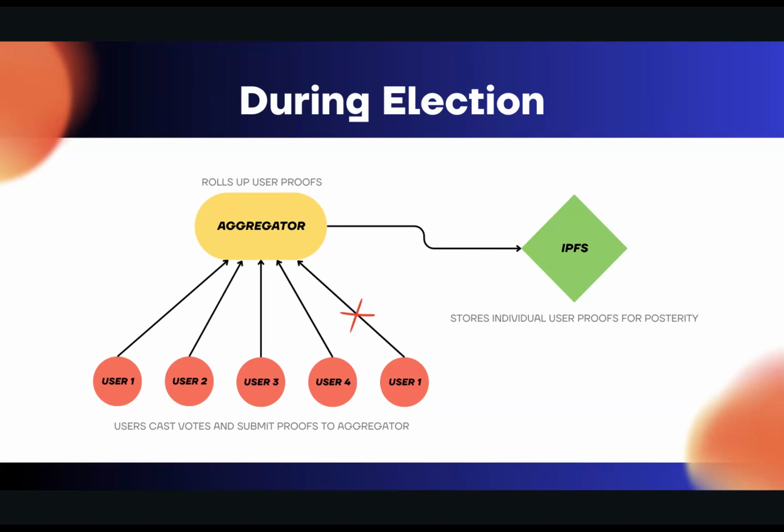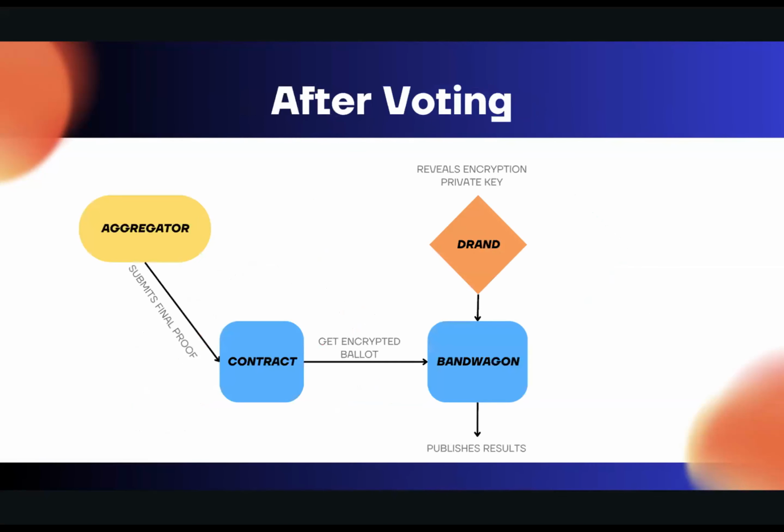For posterity, we can also store all individual user proofs on IPFS, but it's not needed because recursive proofs are validity proofs for the entirety of the proofs that came before it. After voting, and here's the good part, DRAND automatically reveals the encrypted private key for everyone to see, and they use pairing cryptography for this. The aggregator submits the final proof on chain to Mina that acts as the final commitment.